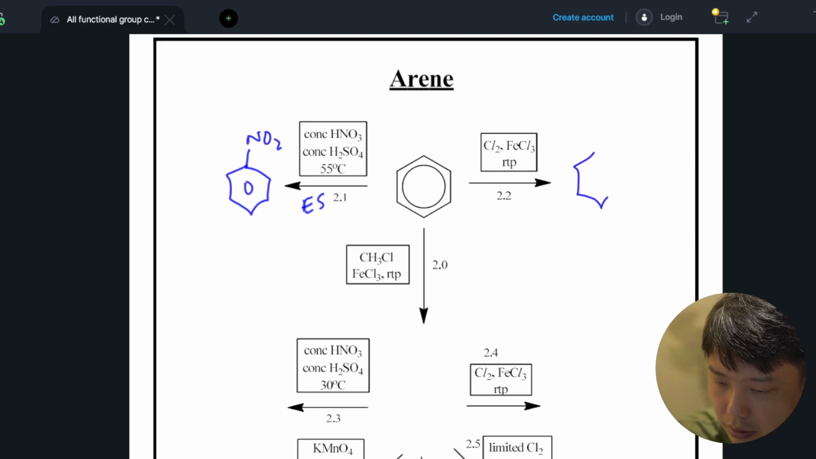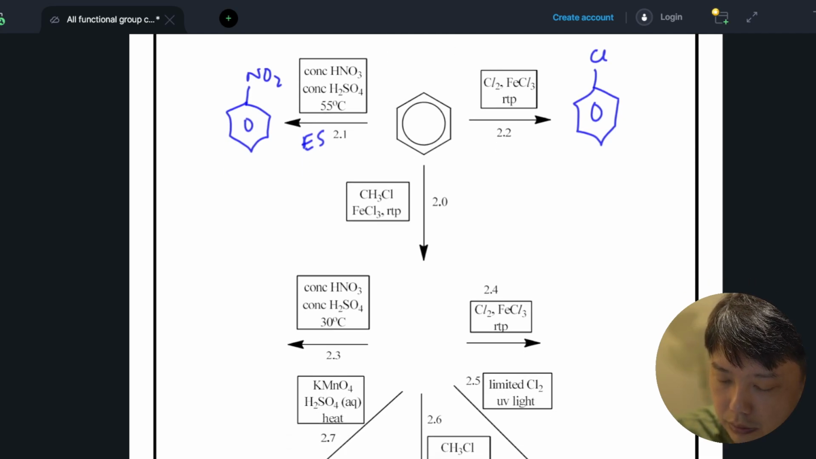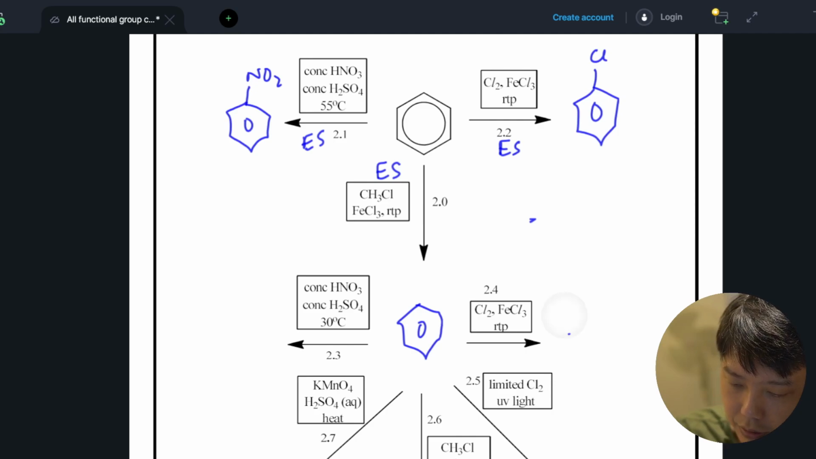But with the Lewis acid catalyst, I'm just going to add a halogen, in this case chlorine, directly to the benzene ring. Now with the Lewis acid, my reagent is CH3Cl. This is also electrophilic substitution on the ring, but this time round the electrophile is your CH3+. So I'm going to add a methyl group to the benzene ring.